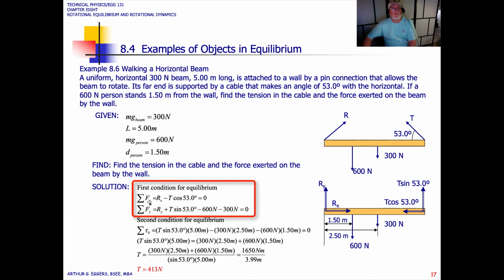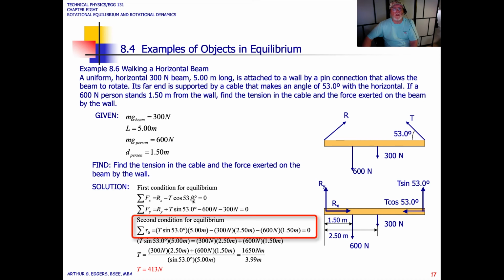So if we sum all of the forces in the x direction, we have the unknown R sub x minus T cosine 53, and we set it equal to 0 because it's in equilibrium. Summing all of the y forces, R sub y plus T sine 53 degrees minus 600 minus 300. Okay, so all of these are pointing up, all of these are pointing down, hence the minus minus. So now we've gotten as far as we can. Let's go ahead and write the relationship for the second condition of equilibrium.